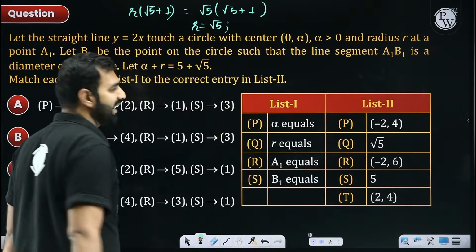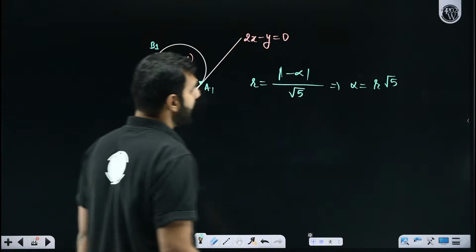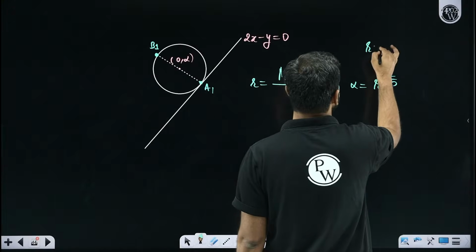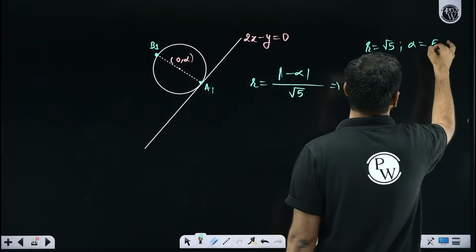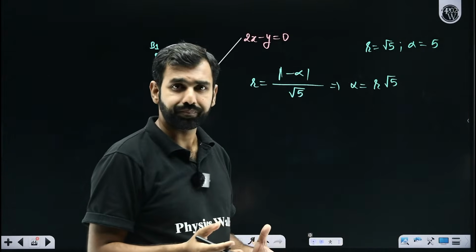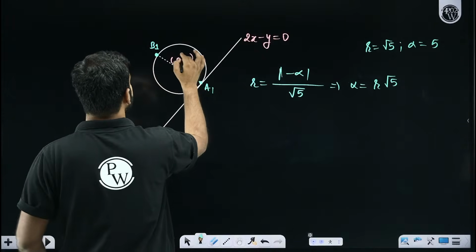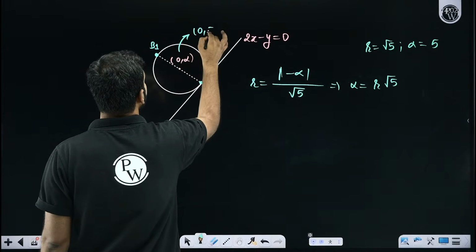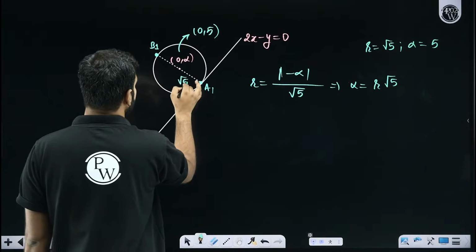So radius we have cracked so far. Radius of this circle turns out as root 5, and with that alpha will be root 5 into root 5, that is 5. So I think we have the entire circle. Why? Because alpha is 5, which means this circle's center is at 0 comma 5, and this circle is having radius as root 5.